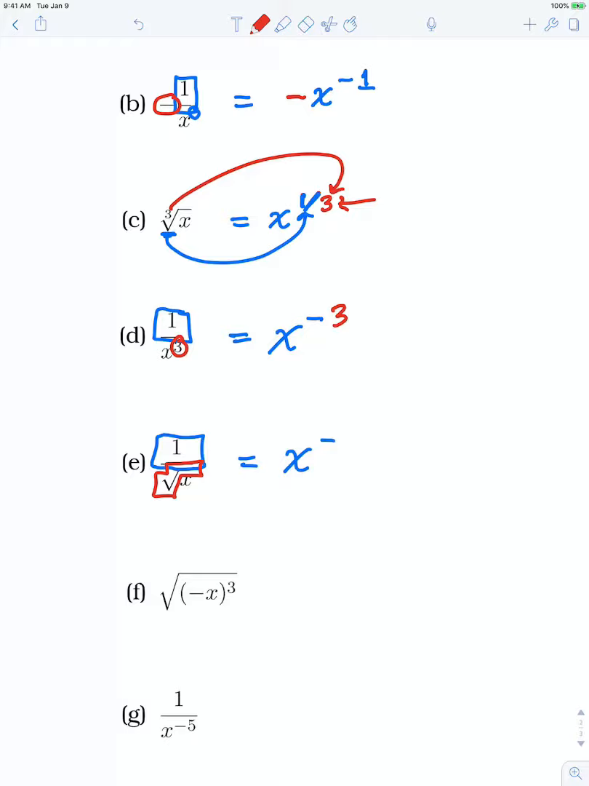And that square root becomes a 1/2 power. So that's just like part A again, that 1/2. But now the negative is because of the 1 over that we started with.